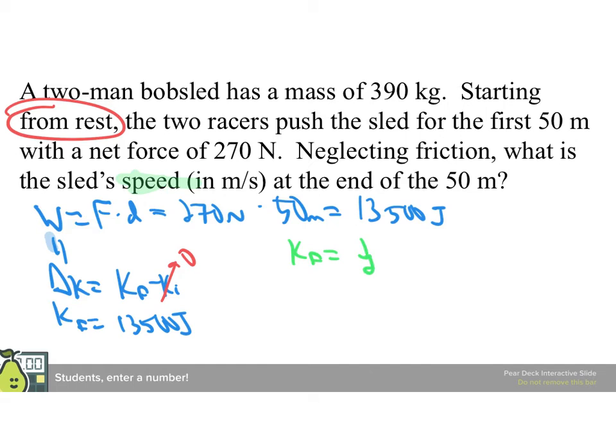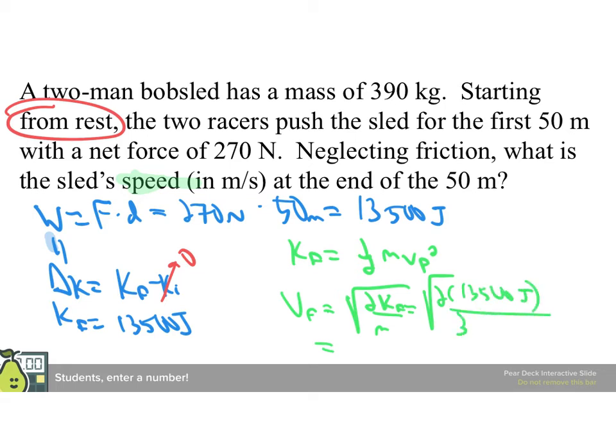But we also know the kinetic energy is 1/2 m v squared. So v_f is the square root of 2 times the kinetic energy over the mass. So we get the square root of 2 times 13,500 joules over 390 kilograms, which turns out to be something like 8.3 meters per second.